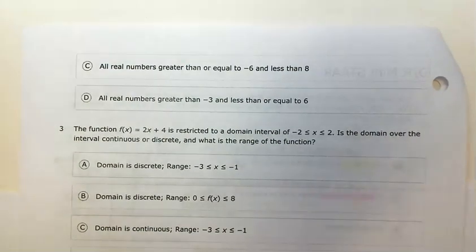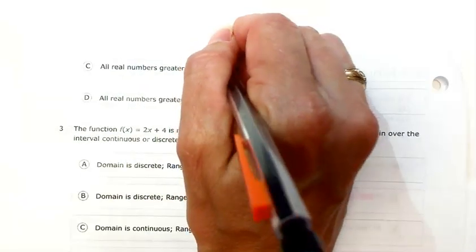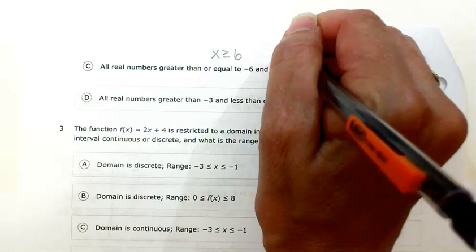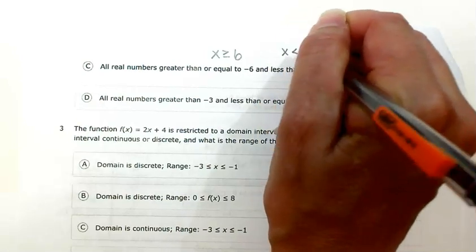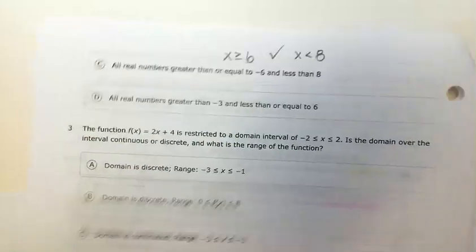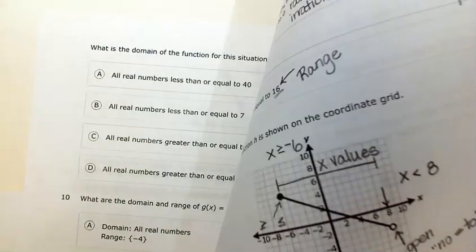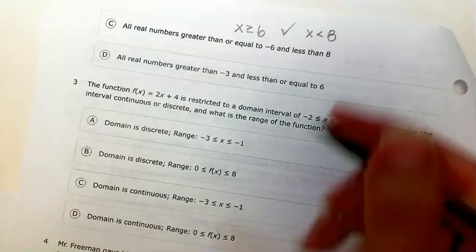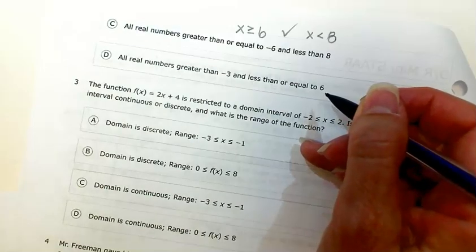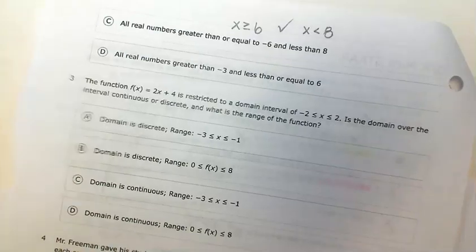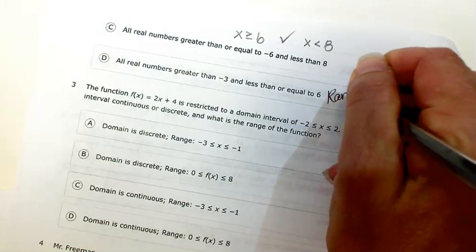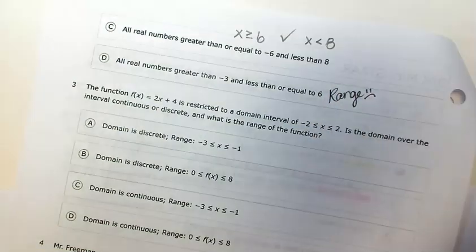All right, I think we found our answers. All real numbers greater than or equal to -6. X is greater than or equal to -6. And X is less than 8. And I think that's what we had over here. X is greater than or equal to -6. X is less than 8. Okay. All real numbers greater than -3 and less than or equal to 6. I think what they did there is they looked at range values. Okay, so tried to throw you off with that.